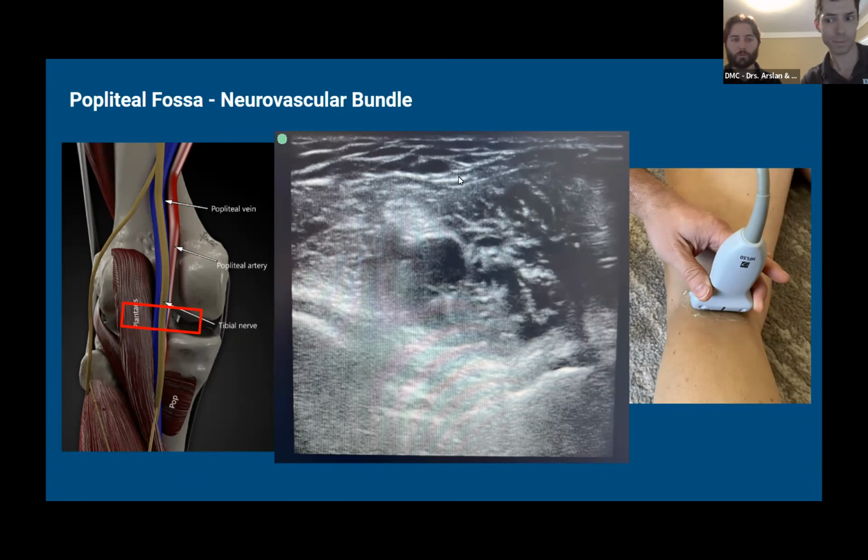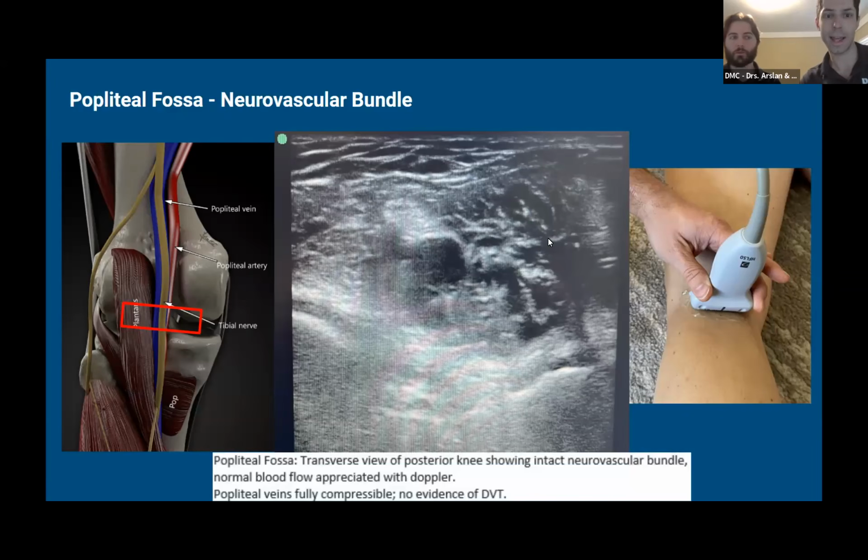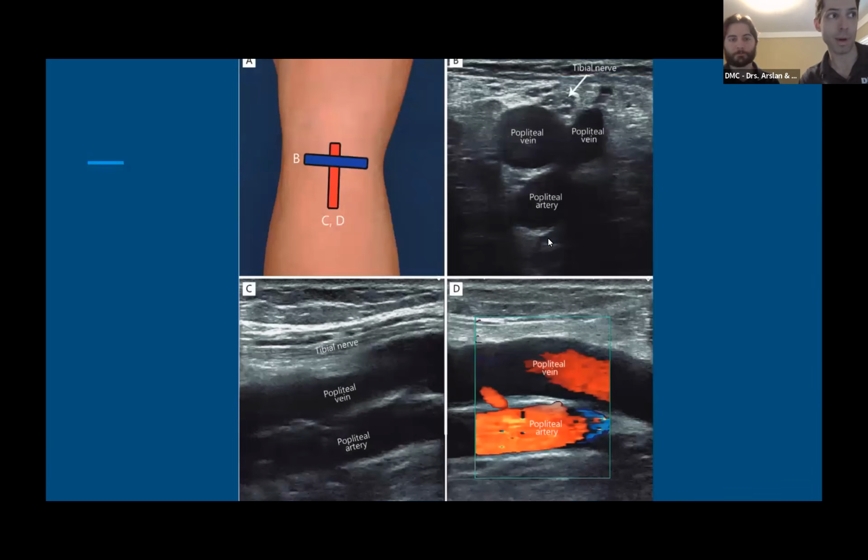This is a good demonstration of what the transducer position overlying this area should show. The read here would say that the transverse view of the posterior knee shows an intact neurovascular bundle, normal blood flow appreciated with Doppler, and the popliteal veins are fully compressible with no evidence of DVT. This is ideally where we would look if a DVT were present. We would apply pressure to collapse the popliteal vein, trying to avoid collapsing the popliteal artery. We also put it in long axis relative to the vessels, and apply color flow to assess for flow within the lumen of the vessels.